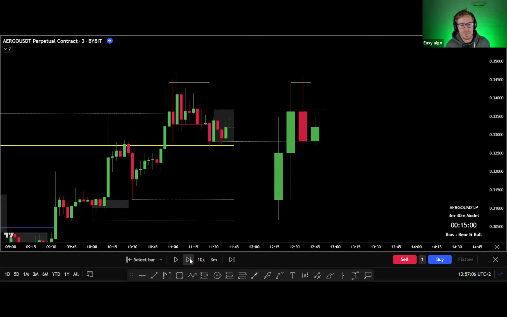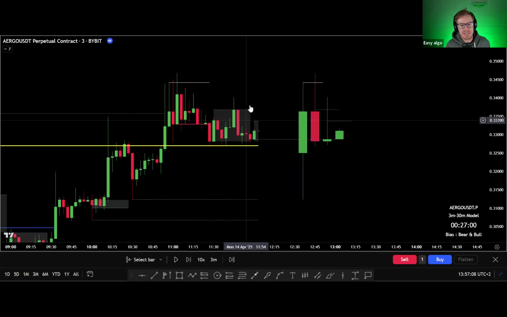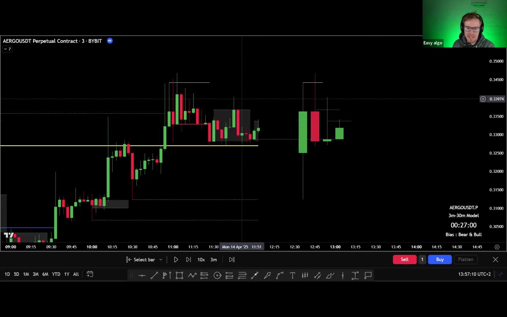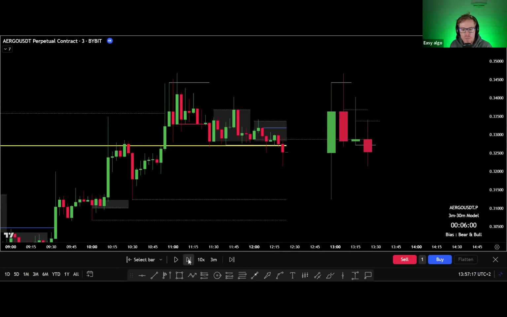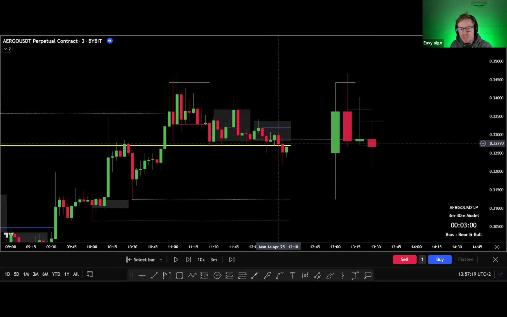So let's see what happens next. So you can see price came up, it rejected that 50% level. Look at that perfect rejection to the level, which is also a strong sign. Came down, and then we got a break of this actual level down here.